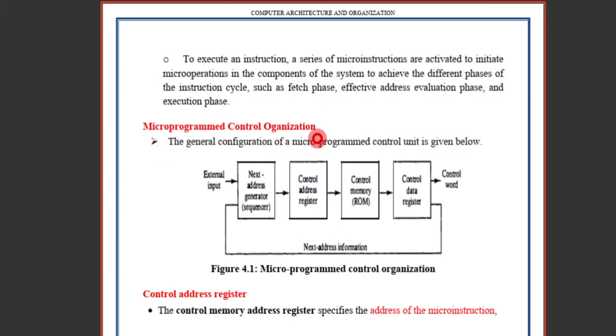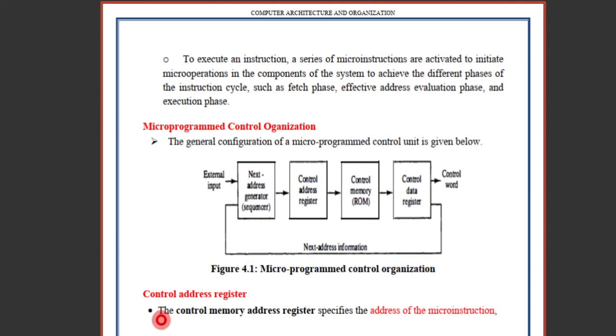Now let's discuss about the microprogrammed control organization. Here, the general configuration of a microprogrammed control unit is illustrated in this figure. In this figure, in addition to control memory, next address generator, control address register and control data register are also included to frame a microprogrammed control organization. Let's discuss about these components one by one.